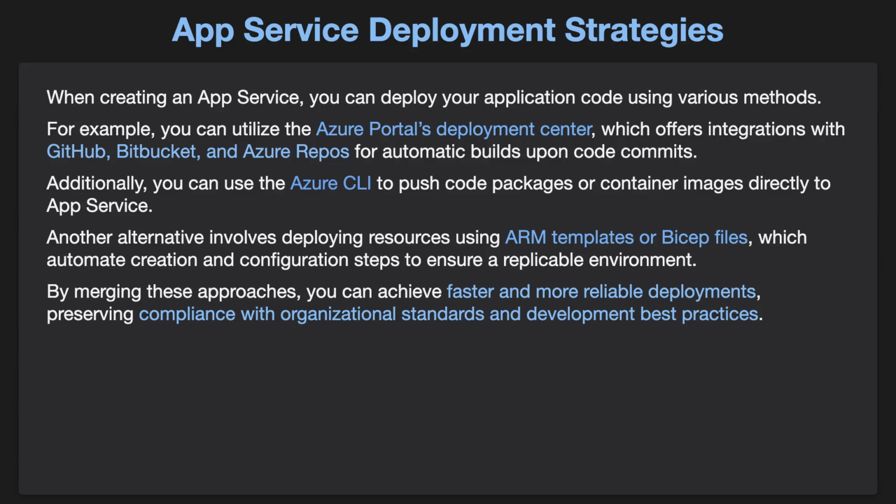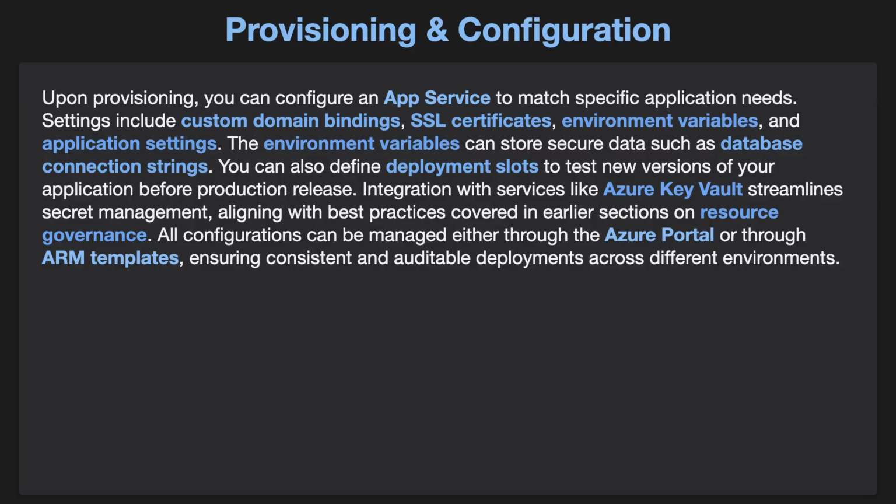Another alternative involves deploying resources using ARM templates or Bicep files, which automate creation and configuration steps to ensure a replicable environment. By merging these approaches, you can achieve faster and more reliable deployments, preserving compliance with organizational standards and development best practices. Upon provisioning, you can configure an app service to match specific application needs.